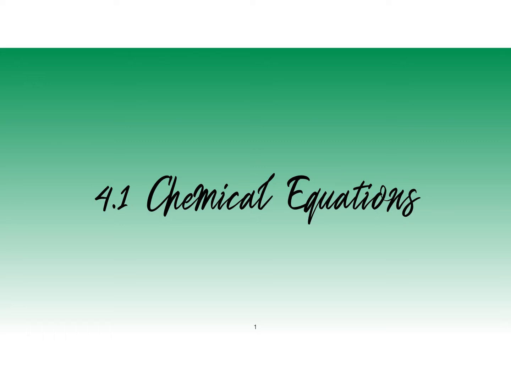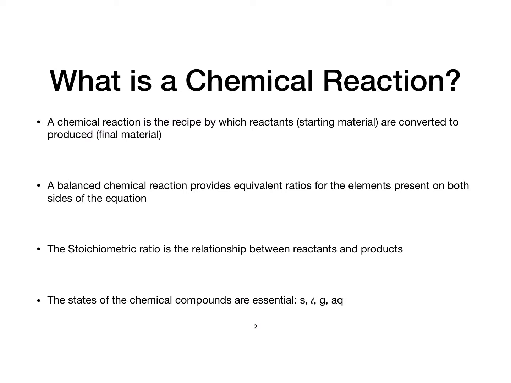In this video, chemical equations, we're going to look at different examples, how we balance them, how we use them, and the type of information that they provide. So first, we really need to think about what is a chemical reaction. A chemical reaction is the recipe by which reagents, the things that you start with, are converted to products, or what they produce, the final material.